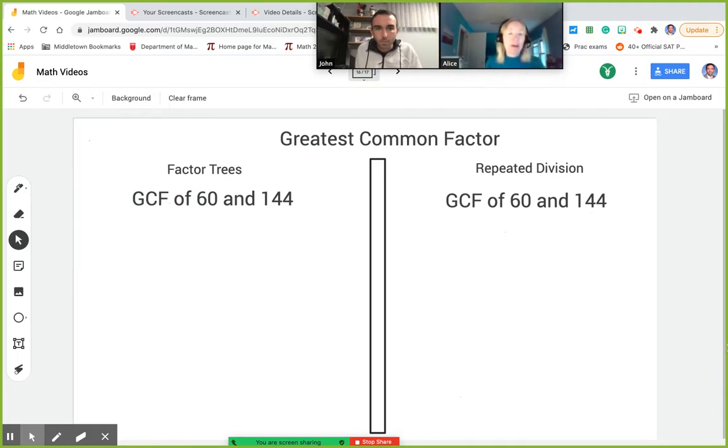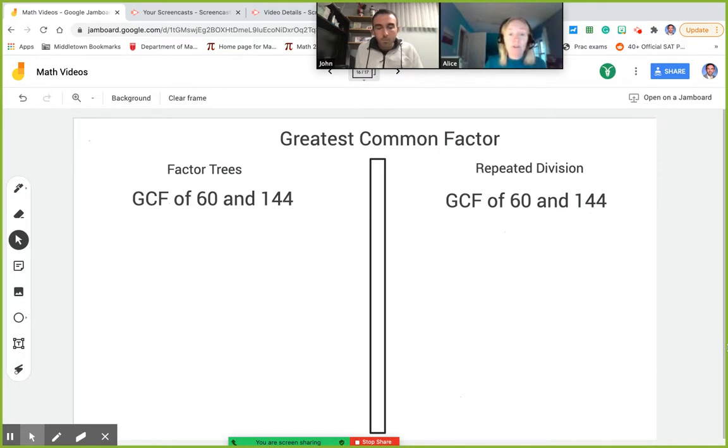Today we're going to be talking about greatest common factor. So if I was asked to find the greatest common factor, which is abbreviated GCF often, of 60 and 144, I'm basically trying to find the biggest number that can go into both of these numbers cleanly. And just eyeballing it is almost impossible. So what I'm going to do is something called factor trees.